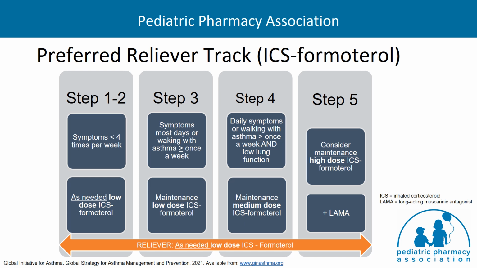Additionally, this figure shows appropriate management for each step of therapy for adolescents. In steps 1 and 2, the patient will use an as-needed low-dose ICS formoterol. For steps 3 and 4, or moderate asthma, patients will increase the dose of ICS formoterol. And finally, in step 5, there will be an addition of a long-acting muscarinic agent such as tiotropium.